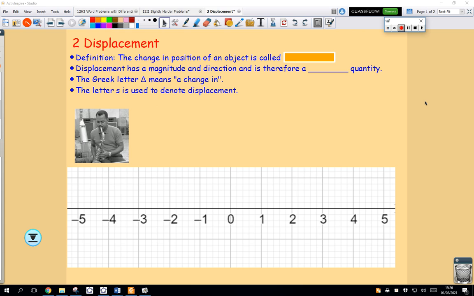Okay, in this lesson I want to talk about displacement. In our first lesson we talked about a quantity called position, which is just a way of measuring the location of something. If it's moving in one dimension, we draw some kind of number line like this.